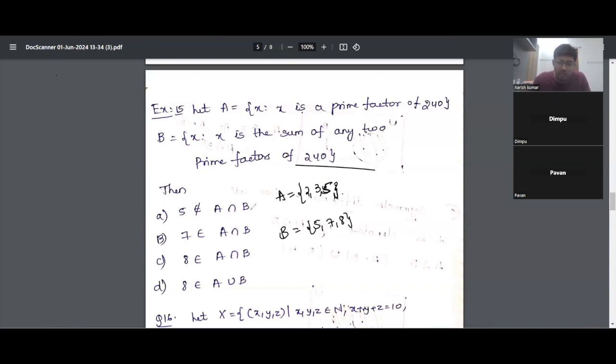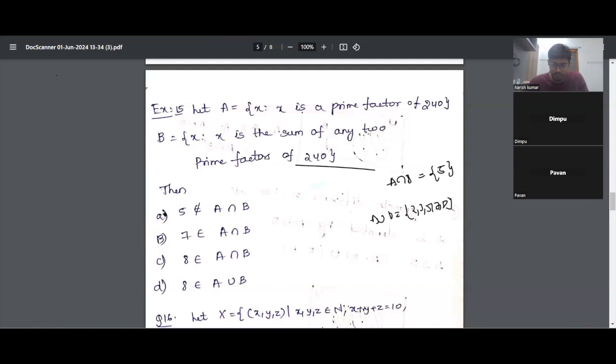5 does not belong to A intersection B. First let's write A intersection B. A intersection B is nothing but 5. So this is wrong. 7 belongs to A intersection B? No. 8 belongs to A intersection B? No. 8 belongs to A union B? Yes, because A union B is 2, 3, 5, 7, 8. It belongs. So option D is the right answer. Understood?